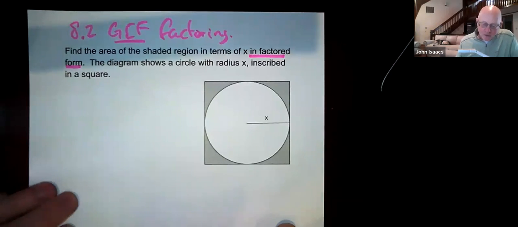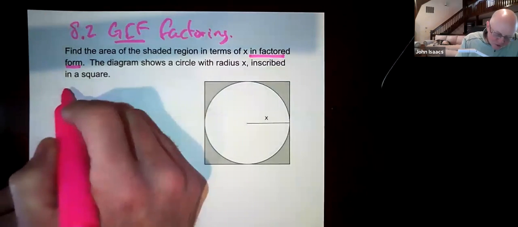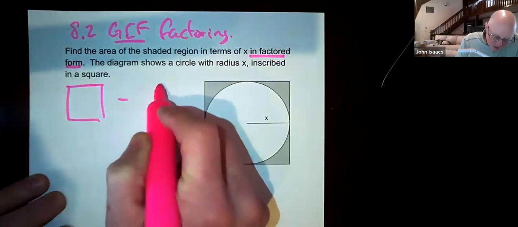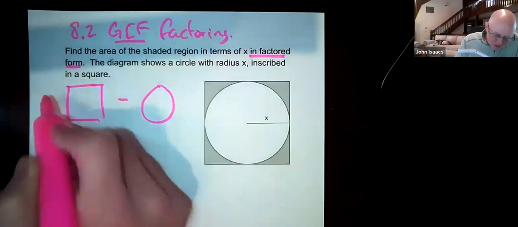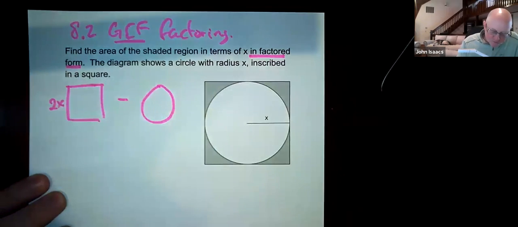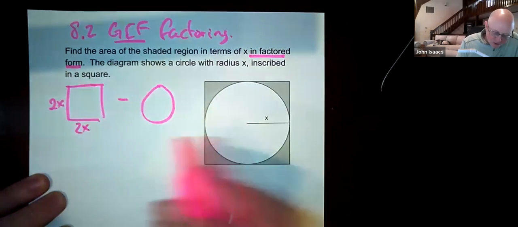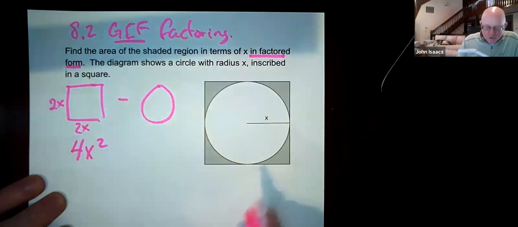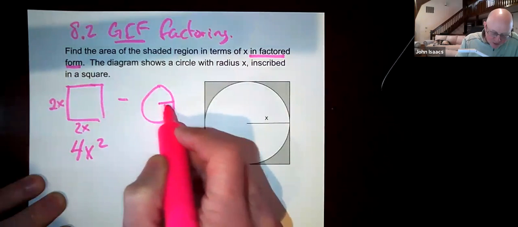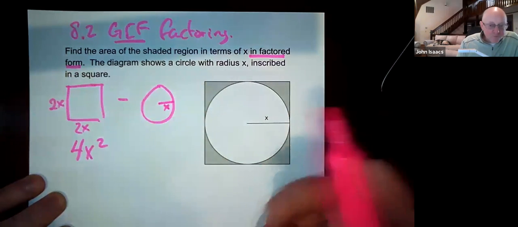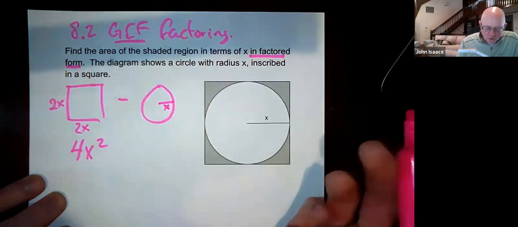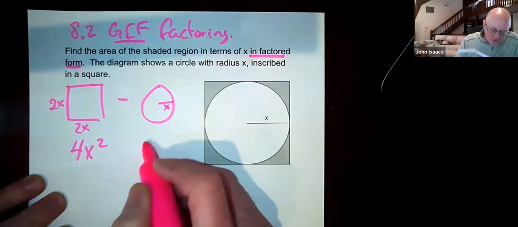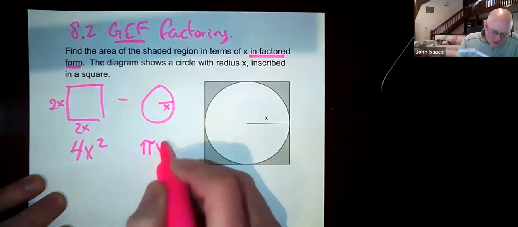So I'm going to think of this as two shapes, a square, and then we have to subtract this circle. So the square has side lengths of 2x and 2x. So the area of that square is 4x squared. And the circle has a radius of x. So pi r squared is the area of the circle. So r is x. So in this case, the area of the circle is pi x squared.